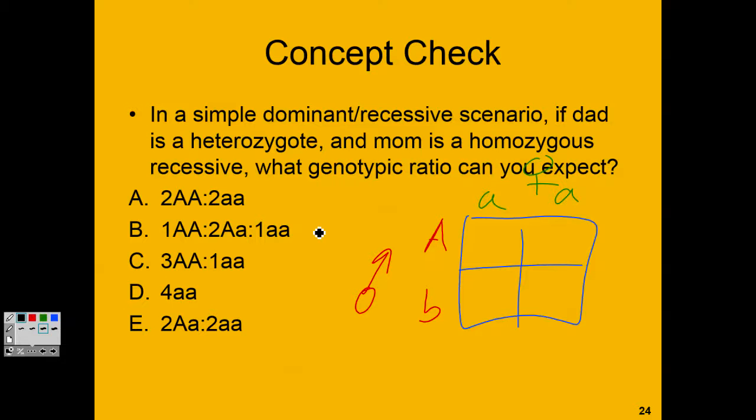Let's go ahead and fill this in. That'll make it a little bit easier. So how many heterozygous offspring are there? What was that? Yes, the correct answer is E. There are 2 heterozygotes and 2 homozygous recessives. So E is our correct answer.